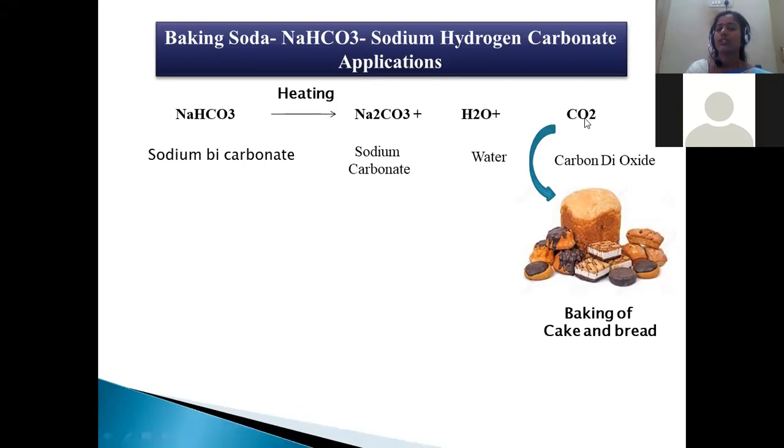In this equation we have another application: the release of carbon dioxide. The carbon dioxide released in the reaction is essential for baking food materials. Cake and bread can be baked by using sodium bicarbonate.